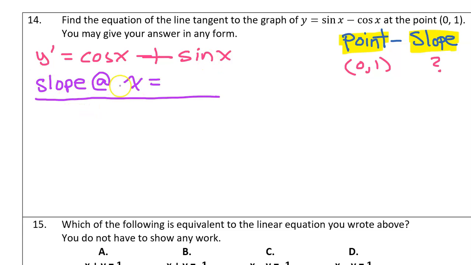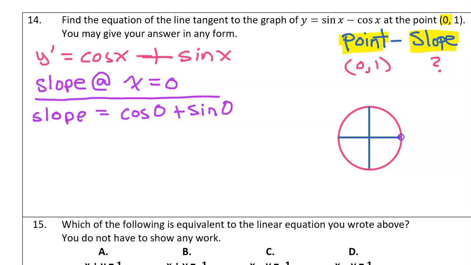So now we need to find the slope using the derivative. They gave us the point (0, 1), but we just need the x value to find the slope. So the x value is 0. So we're finding the slope at x equals 0 using this derivative formula. So I'm just going to say that the slope at x equals 0 is going to equal cosine 0 plus sine 0. Whoops, I knew I was going to do that.